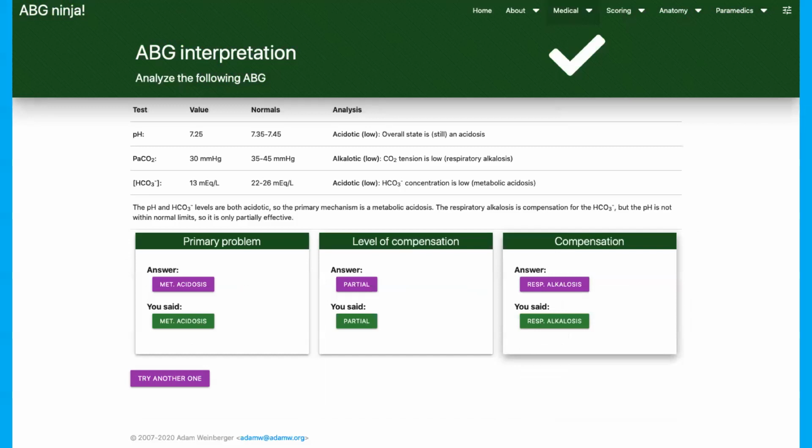This is what it'll look like after you answer one. The primary problem is metabolic acidosis, and the level of compensation is partial, with respiratory acidosis. It says the pH and bicarb levels are both acidotic, so the primary mechanism is metabolic acidosis. The respiratory alkalosis is compensation for the bicarb, but the pH is not within normal limits, so it's only partially effective. That's a cool site.